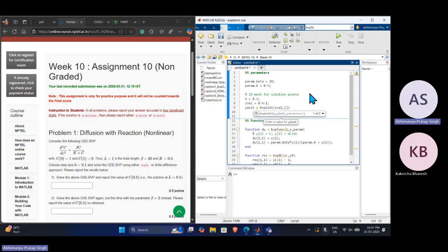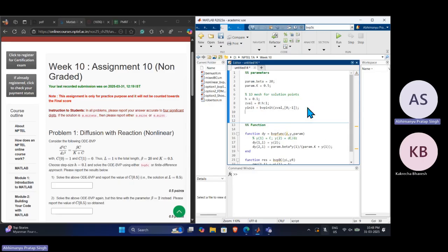And y init I will just take as, what should I take? Just take the first one, which is the concentration, so let us take that as 0. And the other one is dc by dz. Because from 0 to 1 dc is decreasing, like it's going from 1 to 0, so let us take some negative dc by dz. So we'll just take -1, and that should be good enough.